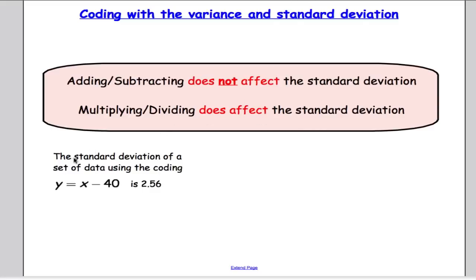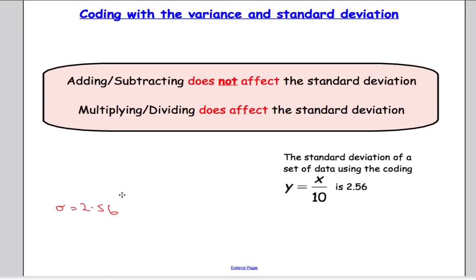So if I can just give you a quick example here, if the standard deviation of a data set using the coding y equals x minus 40 is 2.56, well, that means the standard deviation of the uncoded set is still 2.56.